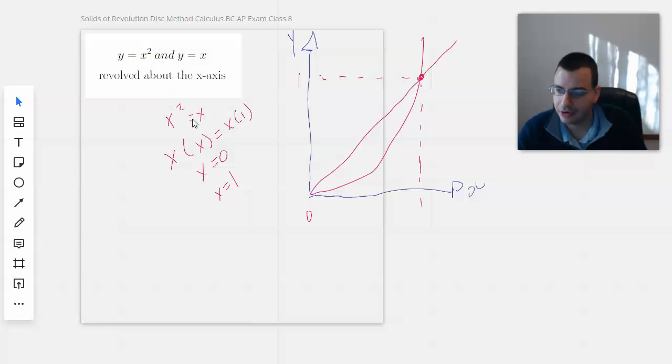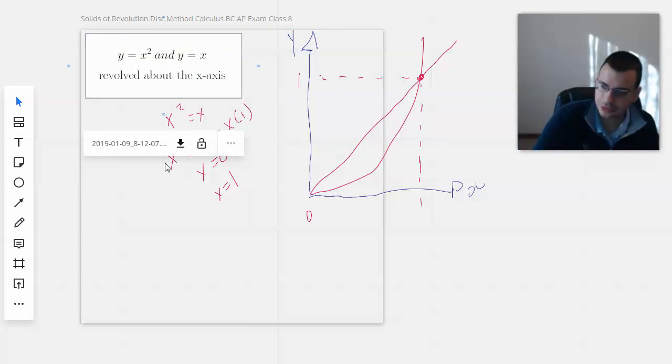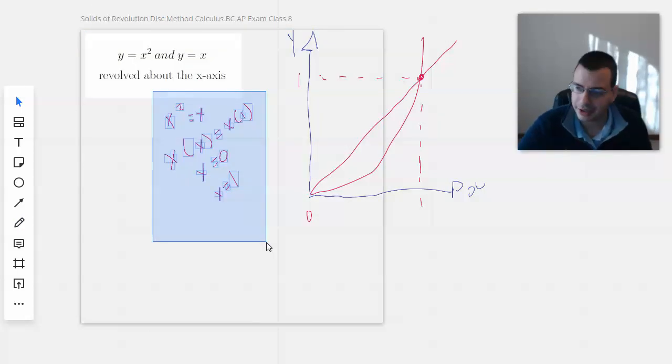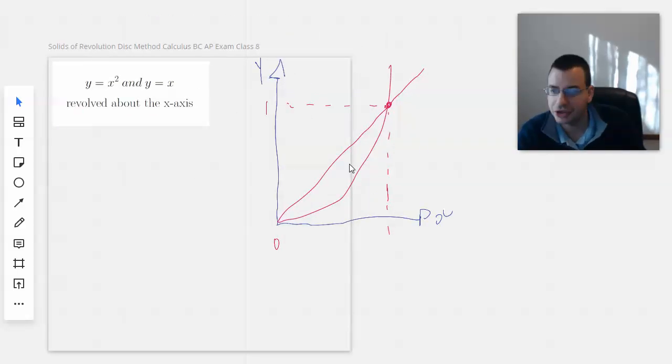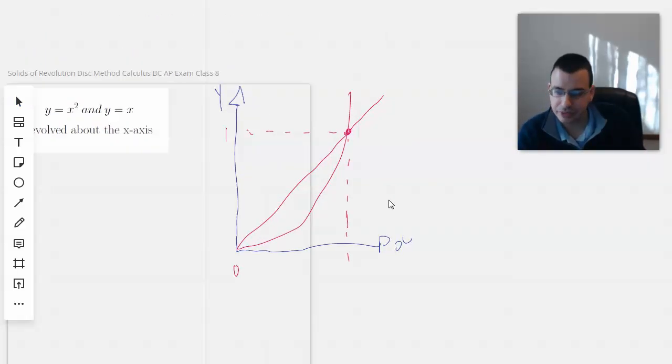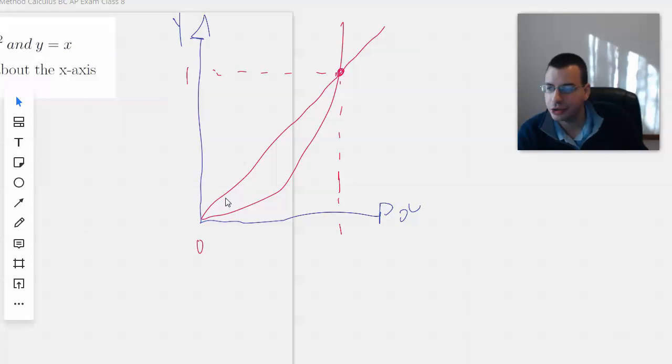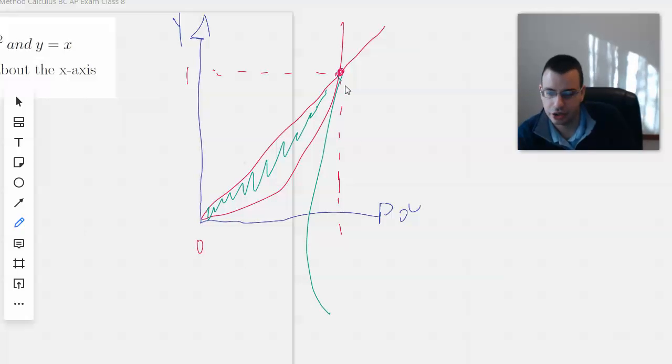It's not a terribly complicated graph, but yeah, it's good. I like it. Okay. So now we're going to revolve this about the x-axis. So we want the area enclosed, revolved around the x-axis. So we have this area here, and then we're going to do a circle like this.